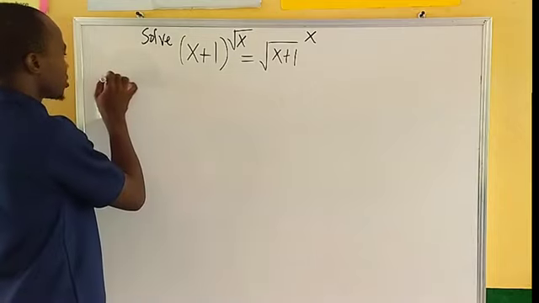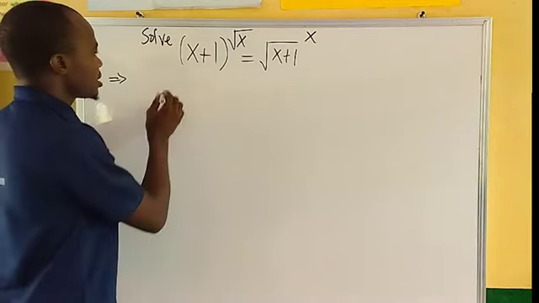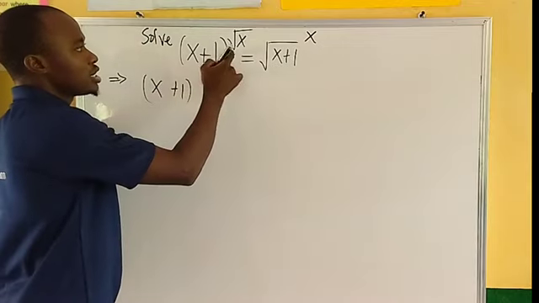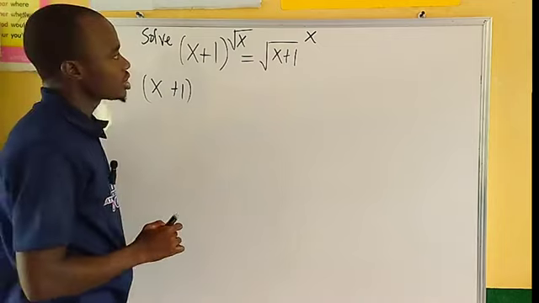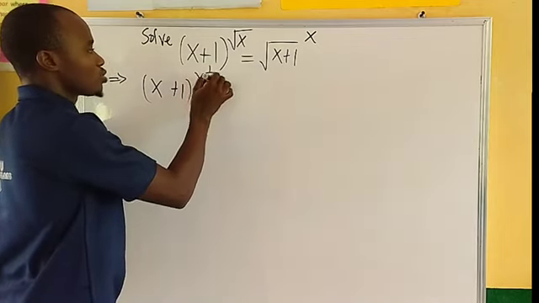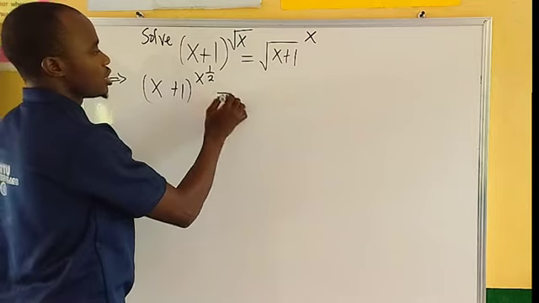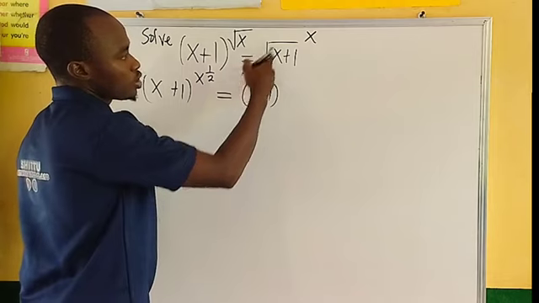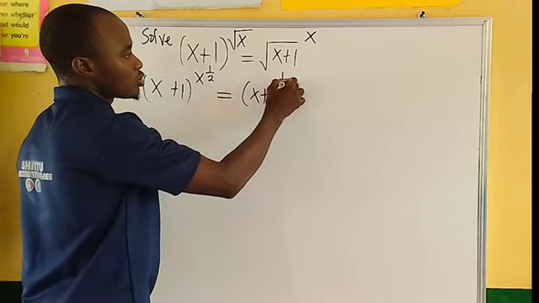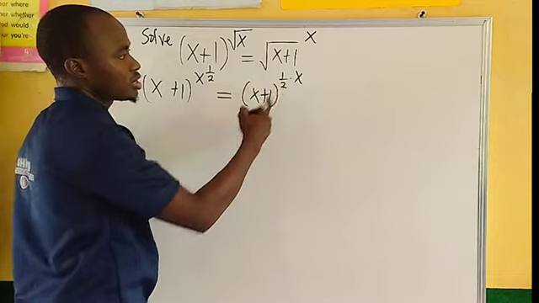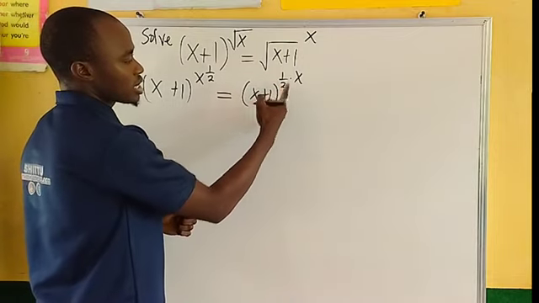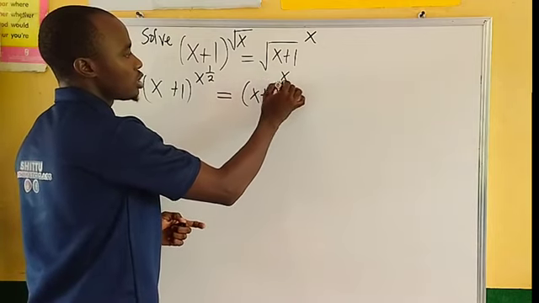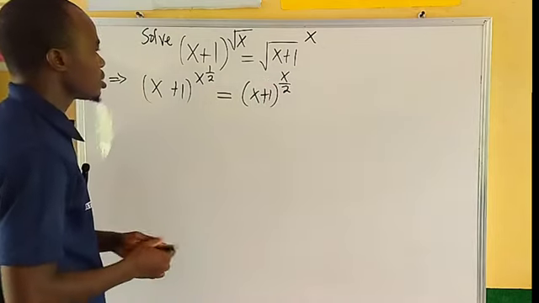So now from here I can write this equation to be x plus 1. Then this root x can be written as x to power 1 over 2, from the law of indices. Then also this x plus 1, because of this square root, can be 1 over 2 times x. Are you getting it now? I want to combine it. So 1 times x, I'm going to have x, then over 2. So I can have this to be x over 2.